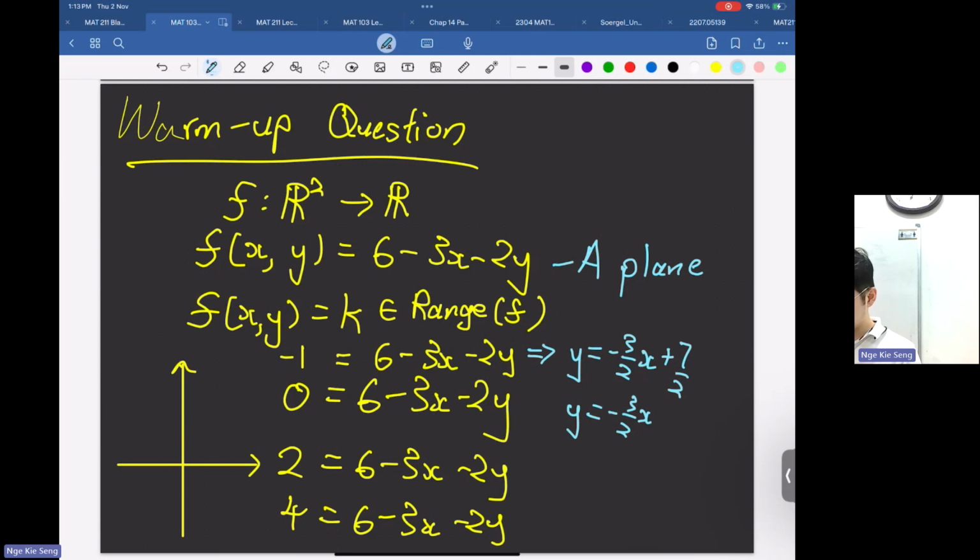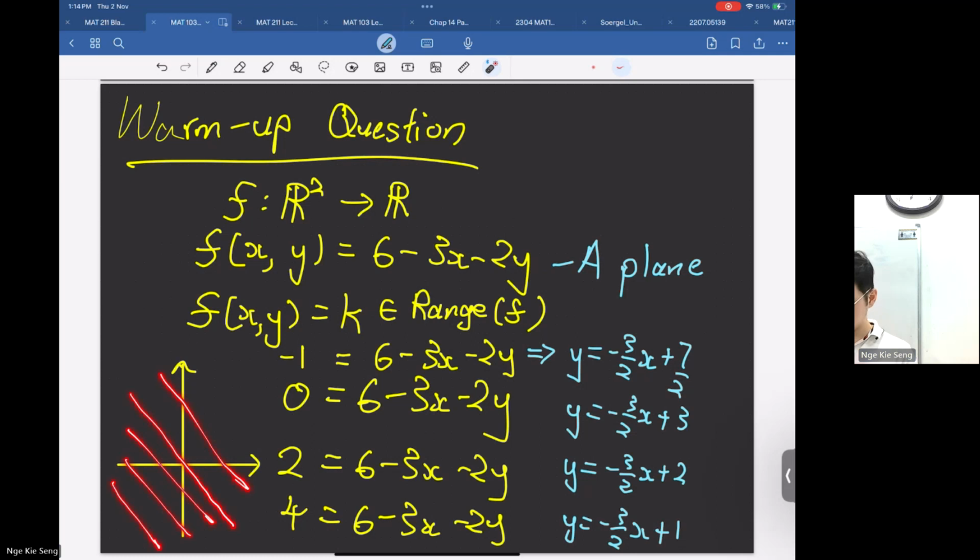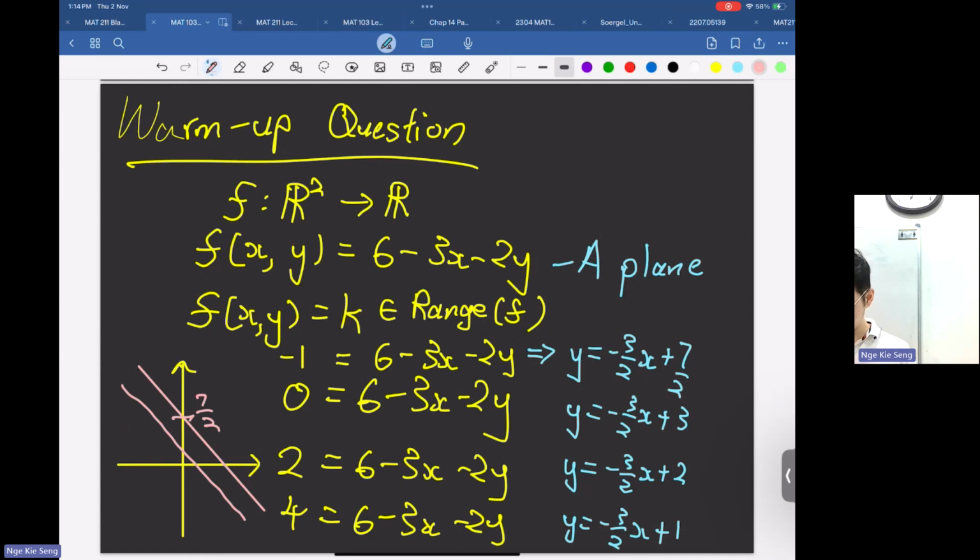And then what happens? The number will decrease. For example, this one becomes 3, this one becomes 2, then this one becomes 1. So if I draw this level curve, y equals minus 3/2 x looks like this. You shift it all the way up to down. Let me use a different color here. The y intercept here is maybe 7/2, and then you go down, it becomes 3, then 2.